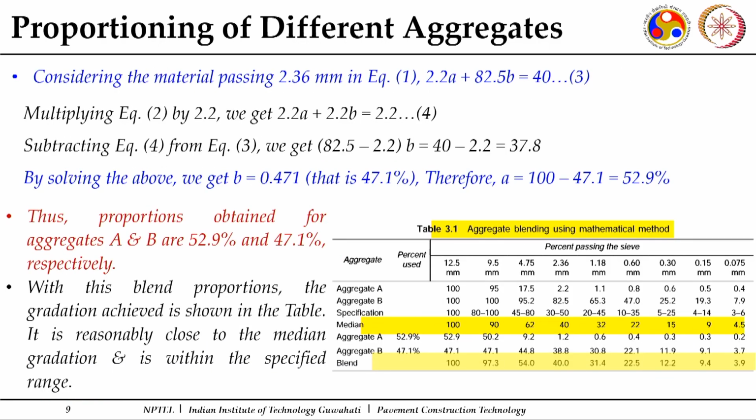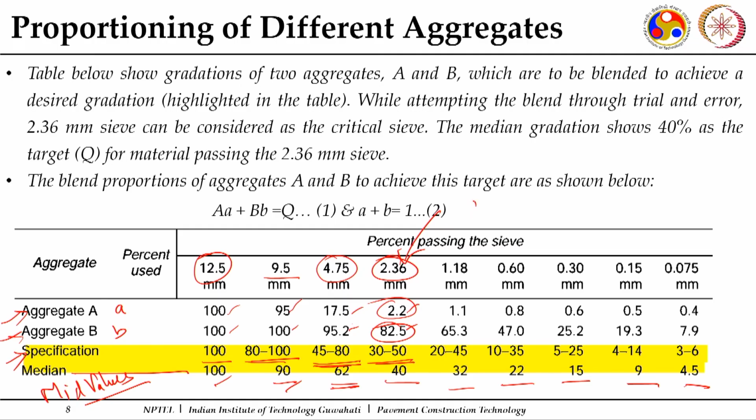Now, for this trial and error, if I have a as my proportion of material A, and small b for material B, then as per this equation, how much percentage of material A is passing at 2.36, 2.2, and how much percentage of B is passing, 82.5 into b, and this is to be equal to what I desire out of it, which is 40%.